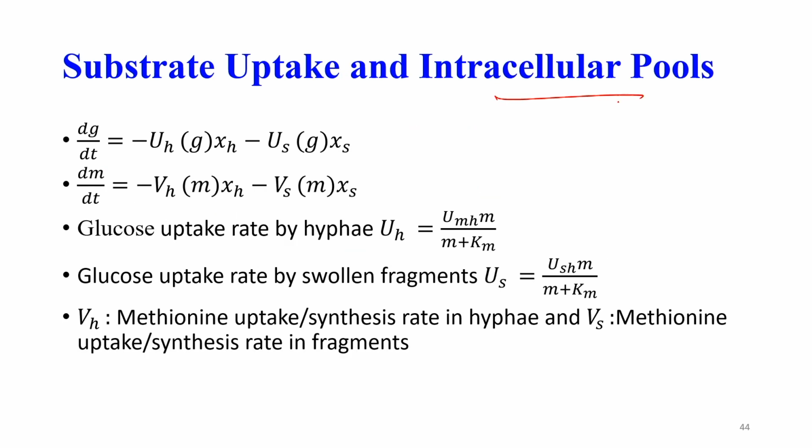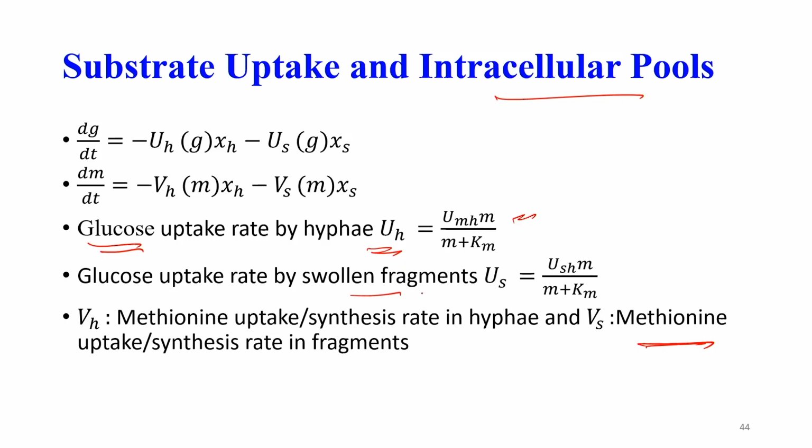Next is the substrate uptake and intracellular pool. Here we are using two different substrates, glucose as well as methionine. And how are we defining this uptake rate? We are defining it using the Monod equation: UH is U max H into m upon m plus Km.